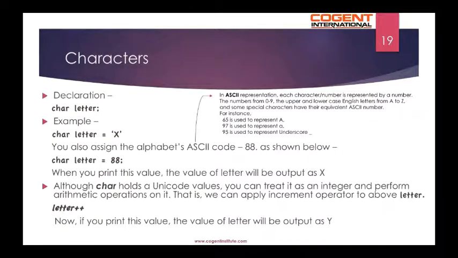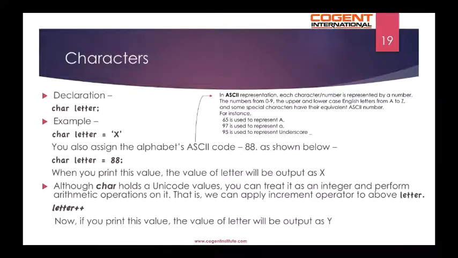A char can be declared as shown below. Char space identifier, in this case letter. An example shows that a value of X is assigned to letter which is of type char. Note that the character capital X is within the single quotes. You can also assign the alphabet's ASCII code as shown below. So in this case 88 is assigned to letter of type char. So 88 is nothing but an ASCII code which represents capital X.